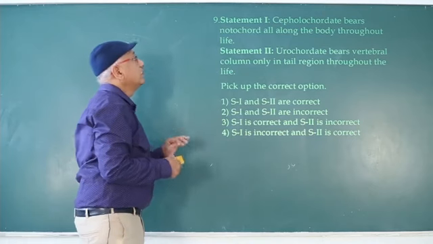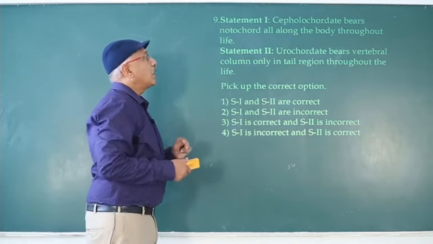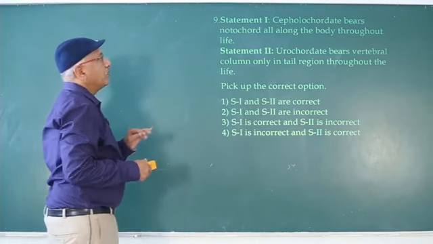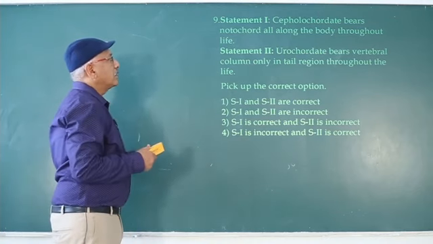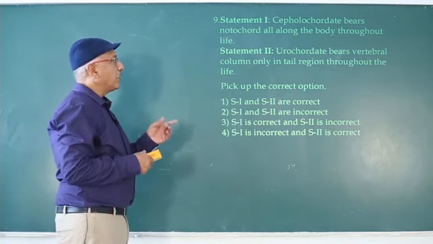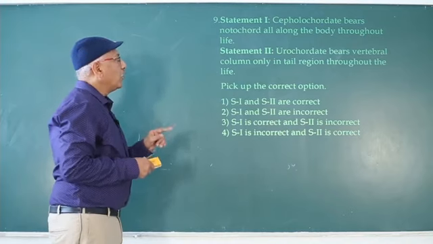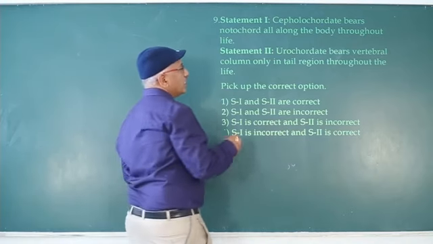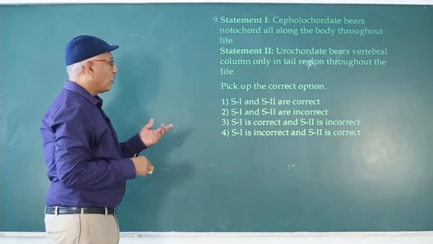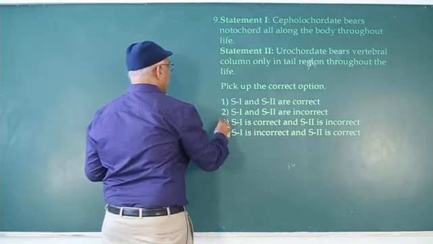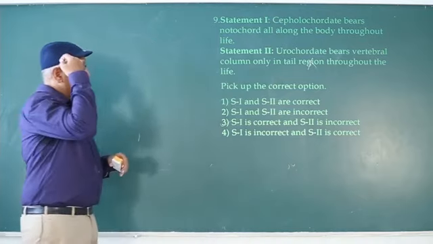Next question. Statement 1: Cephalochordates bear notochord all along the body throughout life. Correct. Statement 2: Urochordates bear vertebral column only in the tail region throughout life. So wrong. So the answer is statement 1 is correct, statement 2 is wrong.